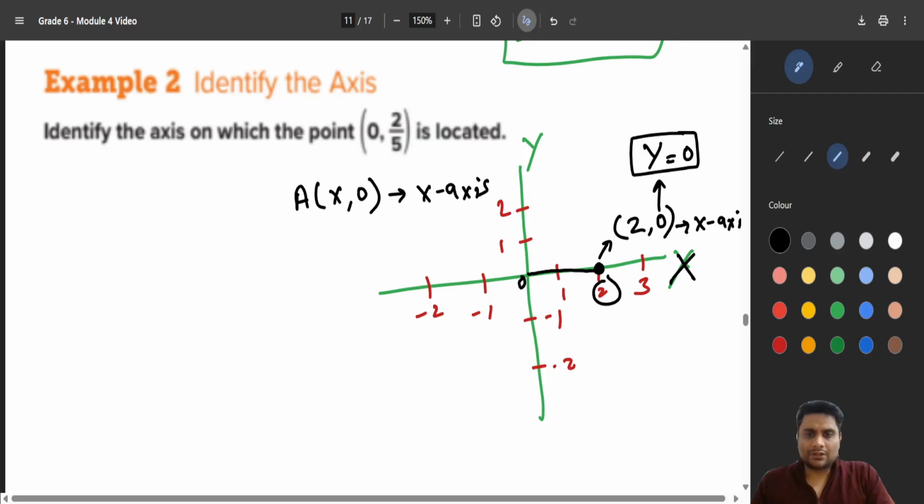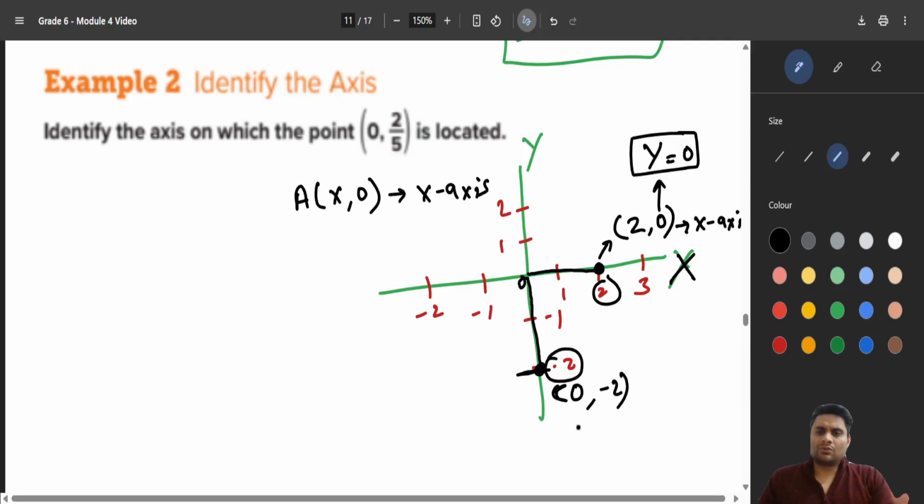Okay. Now let us take a point here on the y-axis. If I see this point, what is the location of this point? First we check the x. For the x we go towards the x. It is coming at 0, right? So the x is 0. And what is y? The y here is minus 2.